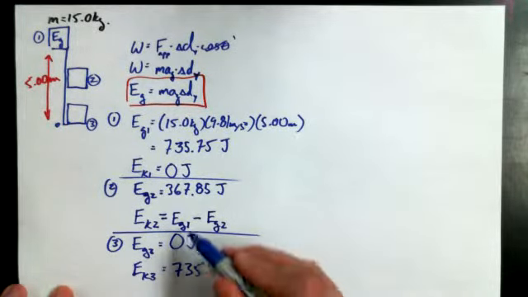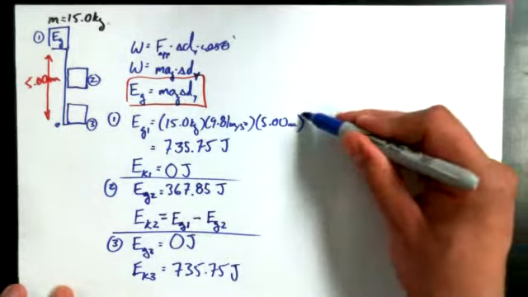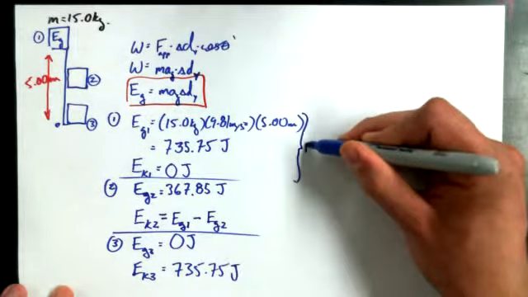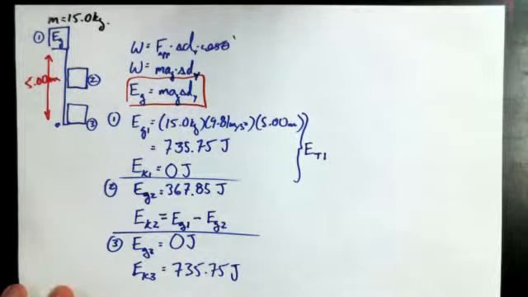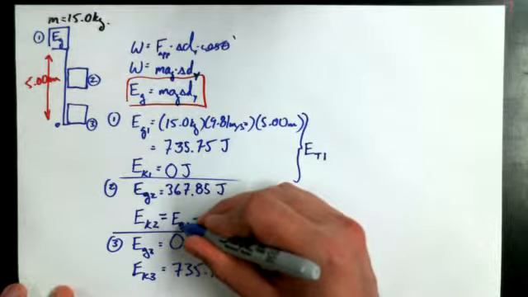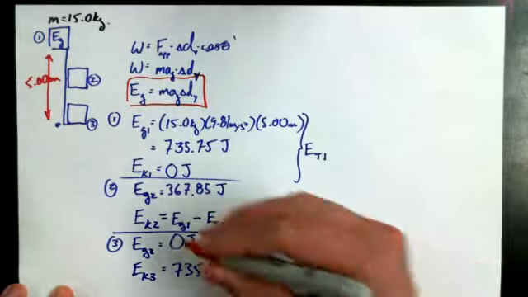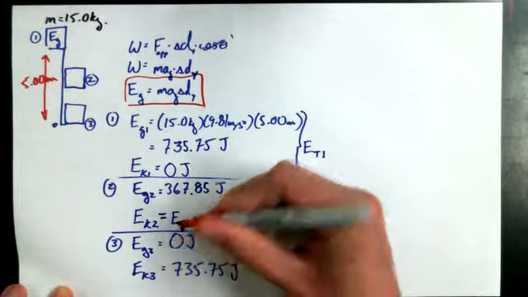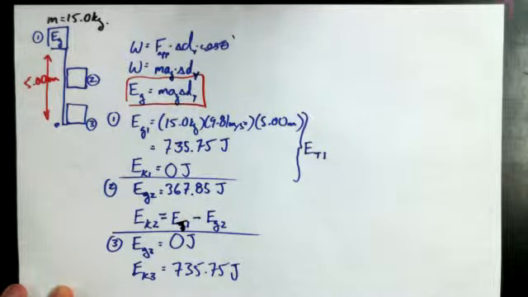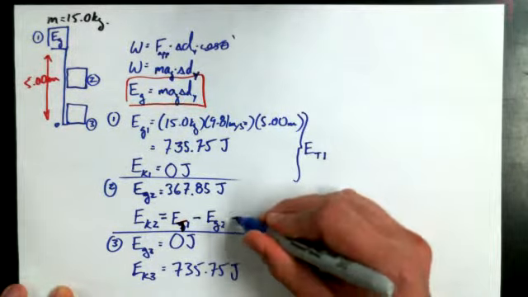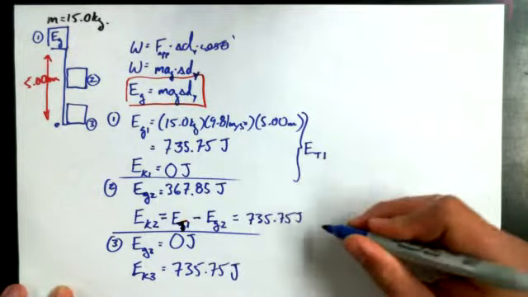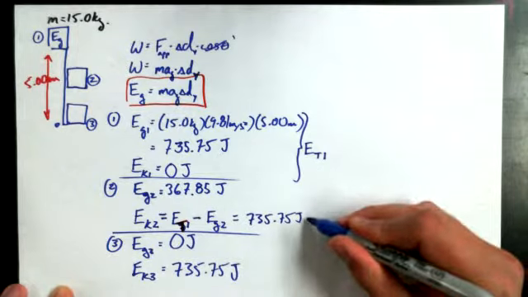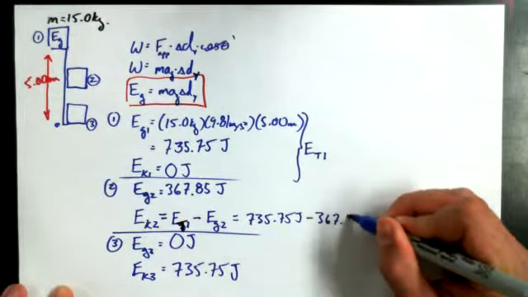You know what? I don't even like using this as Eg1 because that seems a little bit confusing. Let's call it the total energy at position 1, because maybe there could have been kinetic energy at the beginning as well as gravitational potential energy. There could have been. There wasn't this time, but there could have been. So forget about Eg1. Let's make that into a total. Total energy 1, capital T. So total energy at position 1 is 735.75 joules, and the gravitational potential energy at position 2 is 367.85 joules.